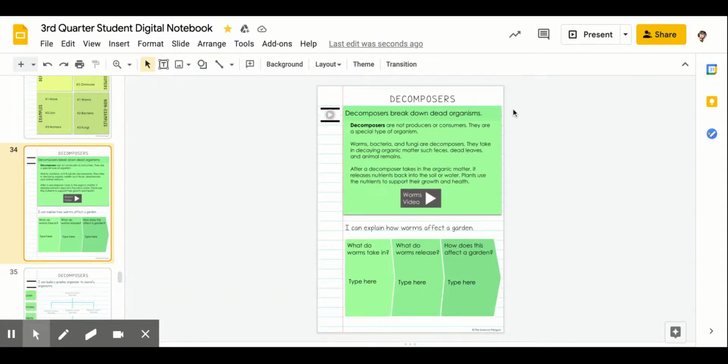So decomposers break down dead organisms. Decomposers are not producers or consumers, they're a special type of organism. Worms, bacteria, and fungi are decomposers. They take in decaying organic matter such as feces, dead leaves, and animal remains. After a decomposer takes in the organic matter, it releases nutrients back into the soil or water. Plants use the nutrients to support their growth and health. So let's watch a quick video on worms and how they are decomposers.